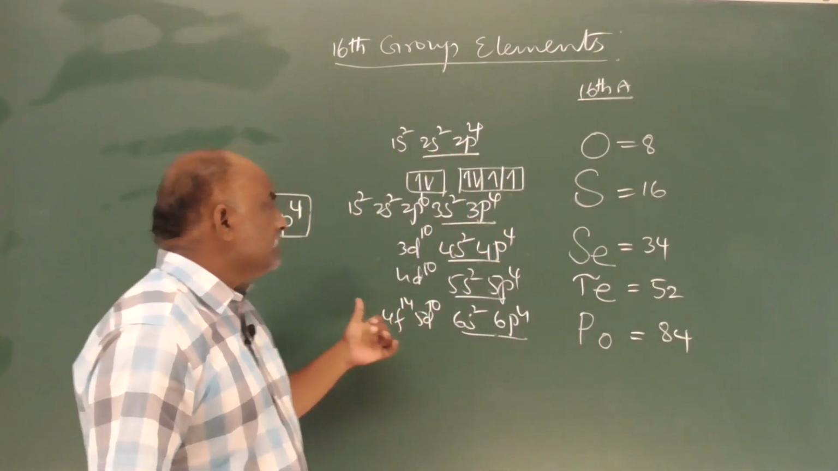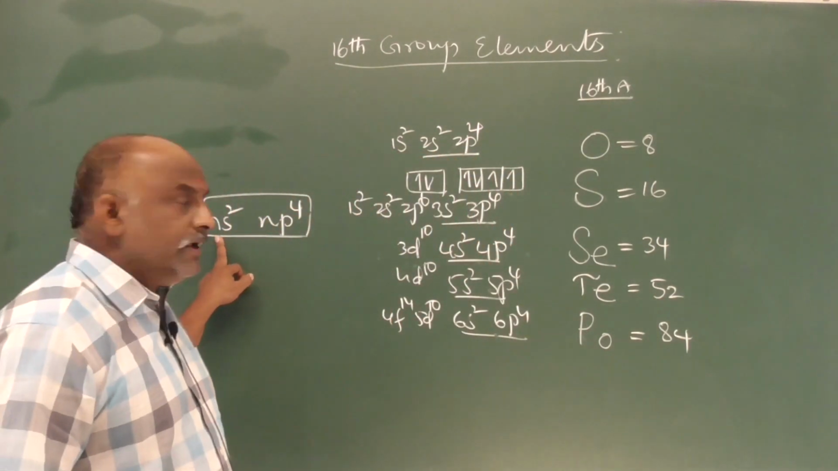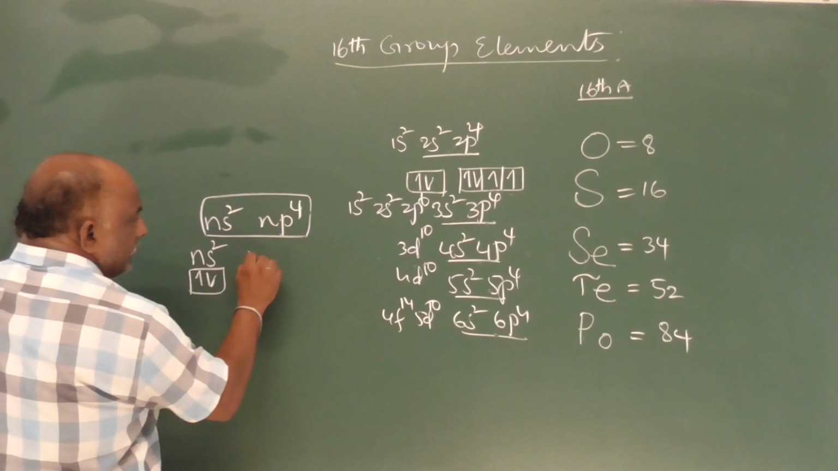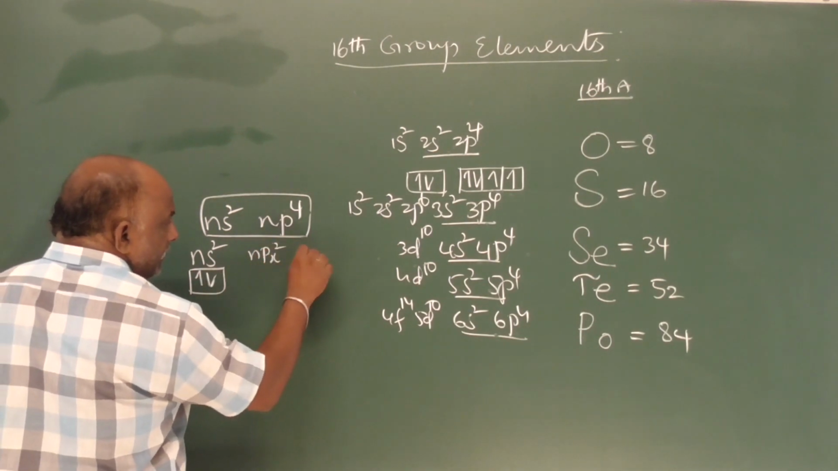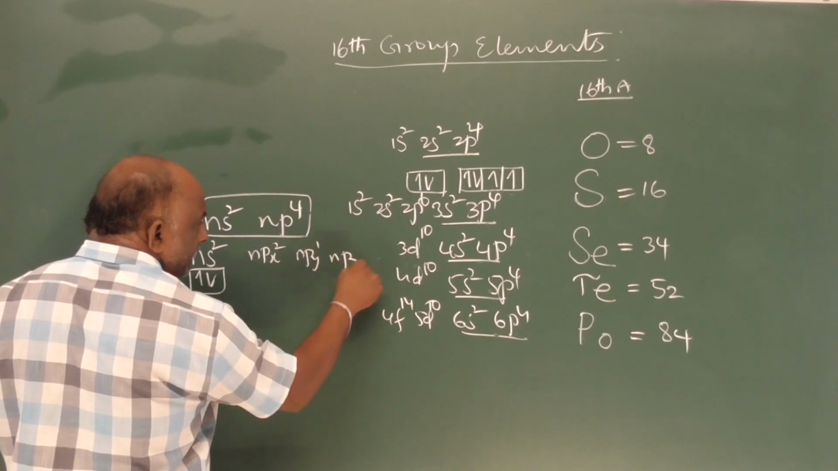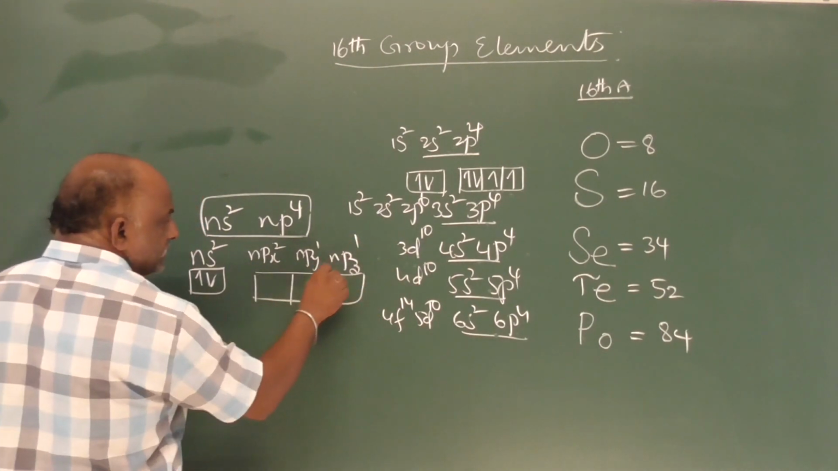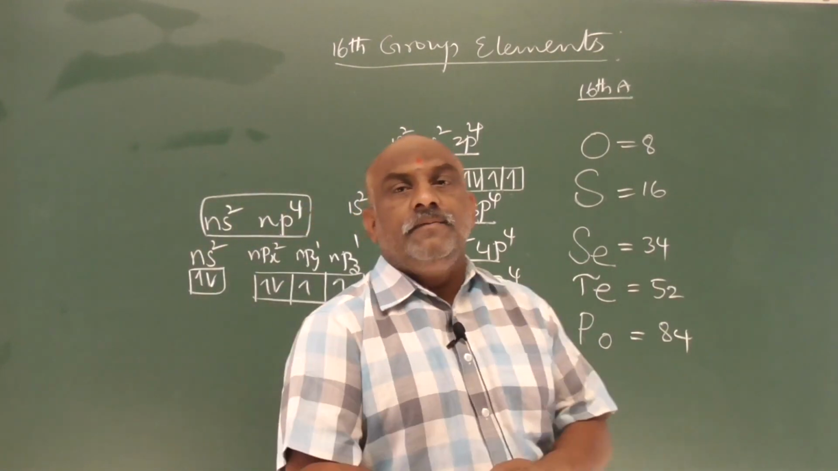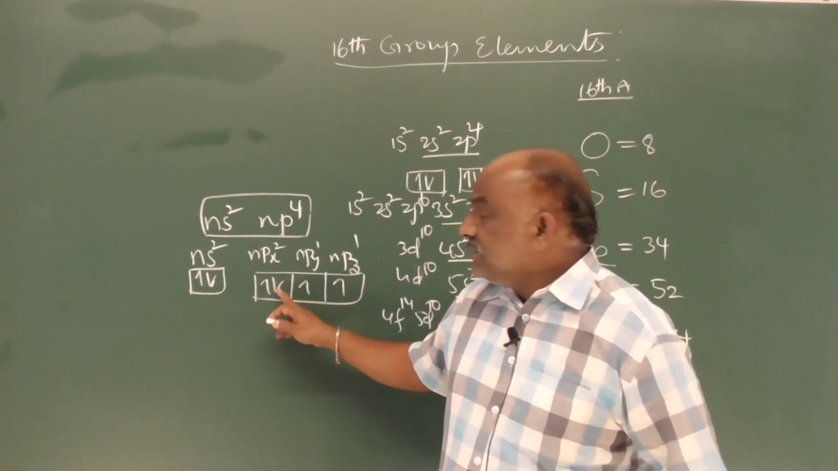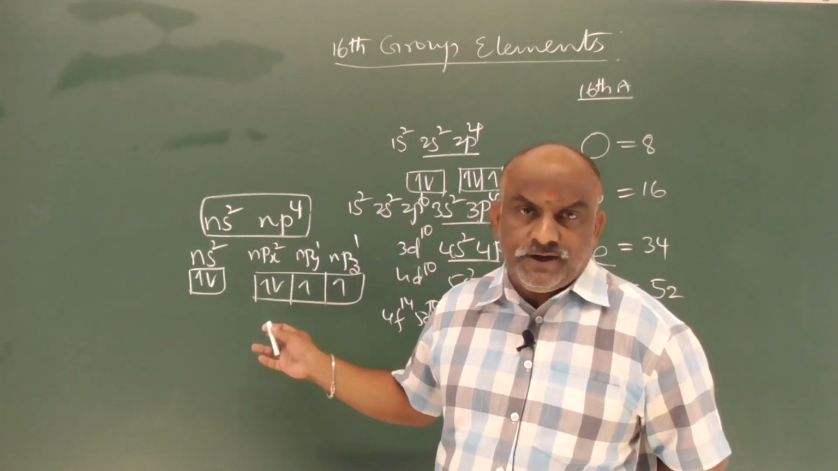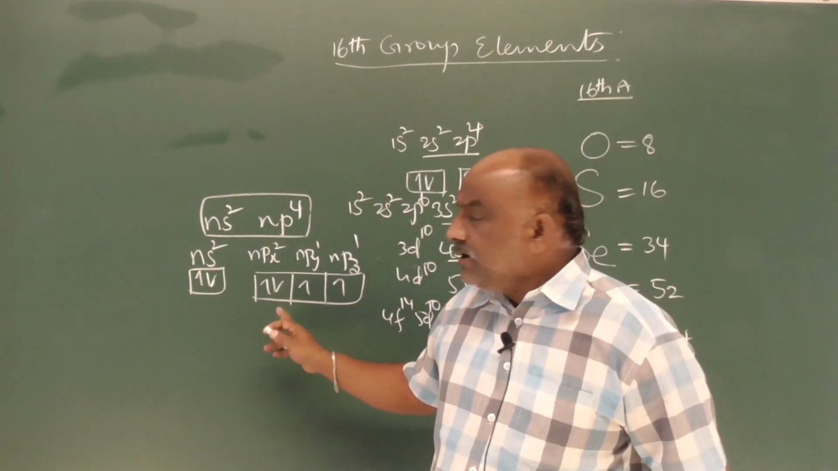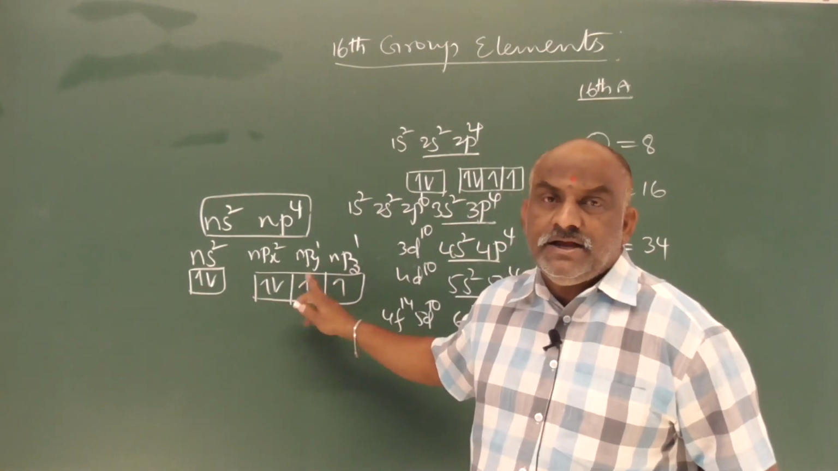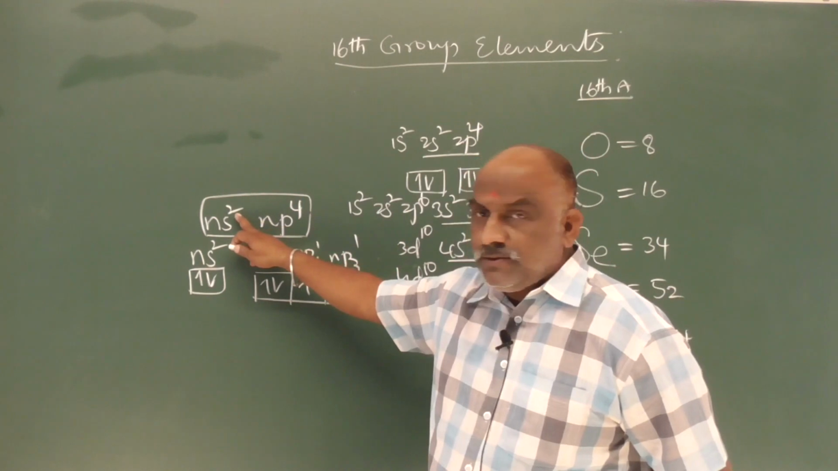Clear? So the general electronic configuration of group 16 elements is ns2 np4. Expanding this, ns2 electrons, while coming to the p orbitals: npx2, npy1, npz1. We should write like this: px, py, pz. Already we know there are 3 p orbitals: npx2, npy1 and npz1. This is called the ground state electronic configuration of group 16 elements, ns2 np4.